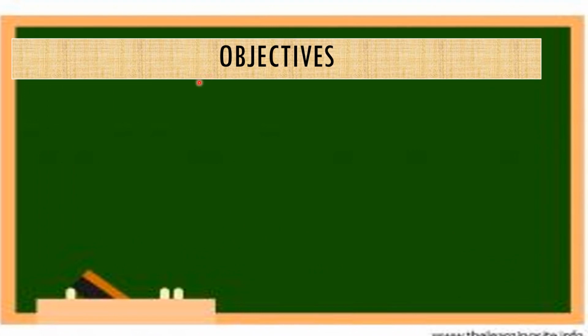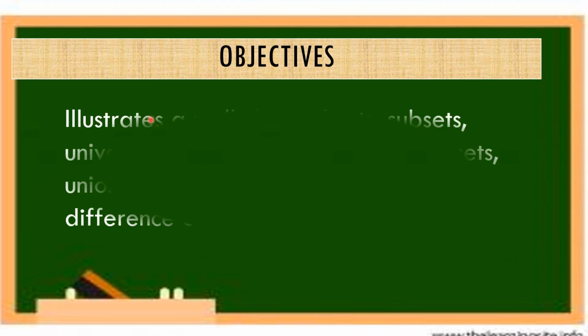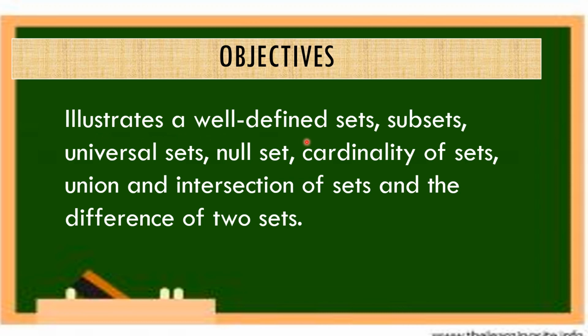So we have our objectives. Illustrate a well-defined set, subset, universal set, null set, cardinality of set, union and intersection of set, and the difference of two sets.